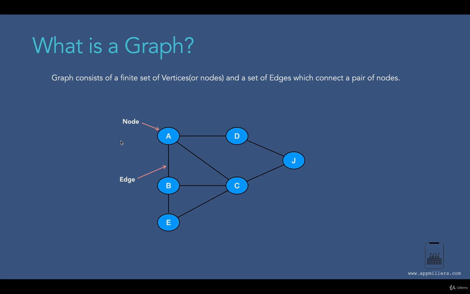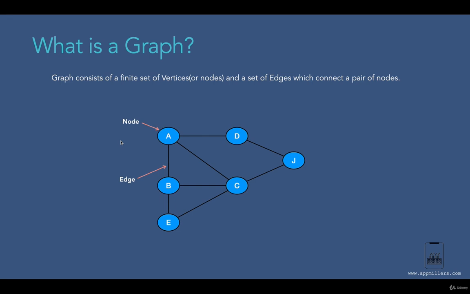For example, in Facebook, each person is represented with a vertex or node, and each node is a structure and contains information like person ID, name, gender, or location. And by using the edges, we are connecting the nodes together. In Facebook, we are connecting the people together.